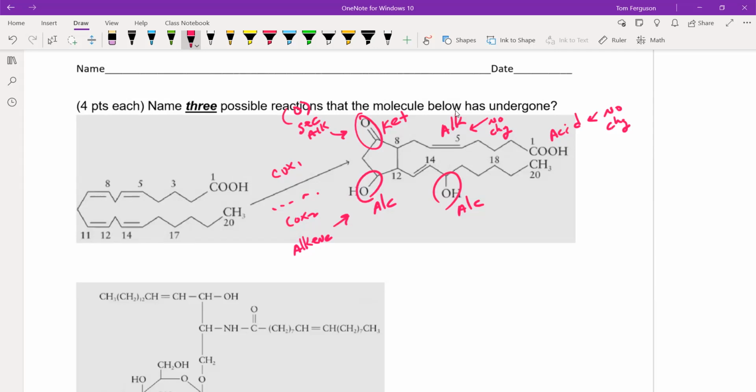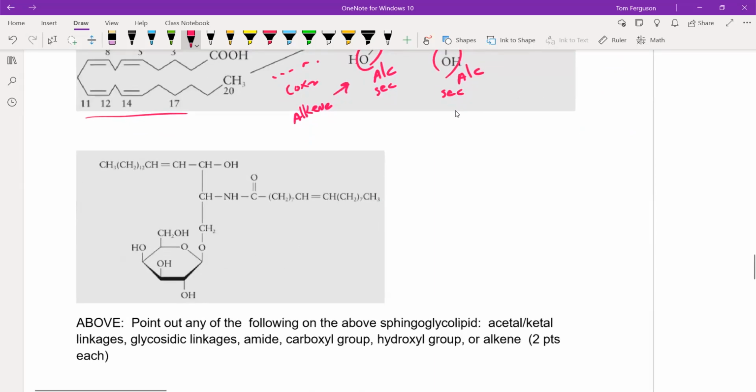And this has got some unsaturations, the arachidonic acid. So it's going to have some unsaturation there. But basically, we're looking at the alcohols and the ketones. So this is a secondary alcohol as well. Okay.